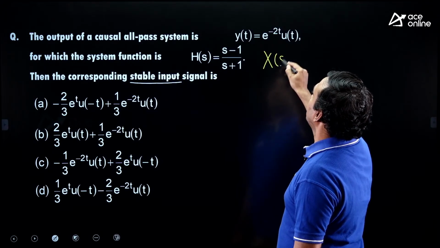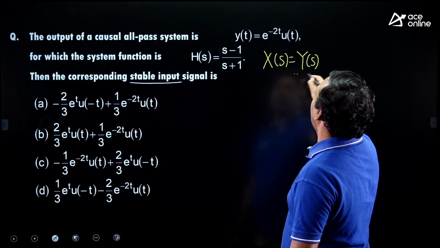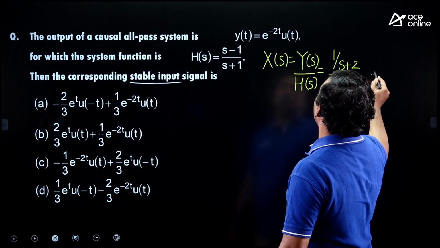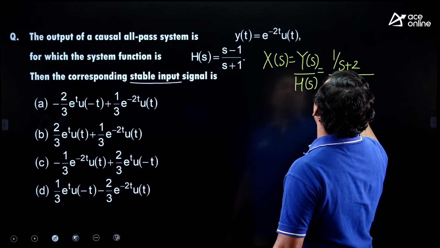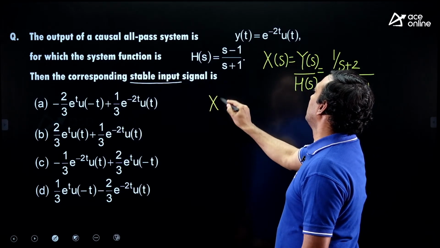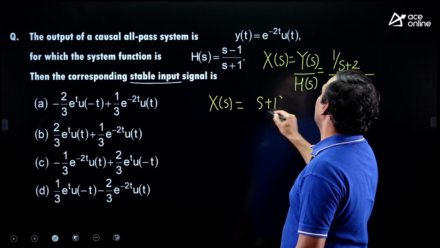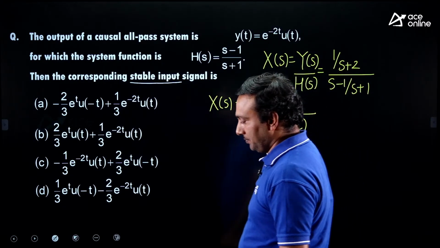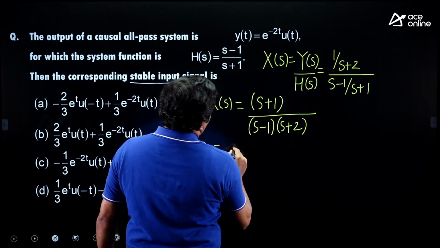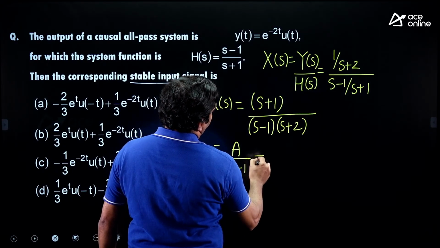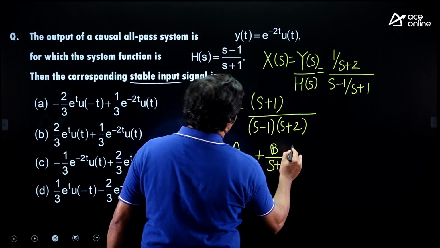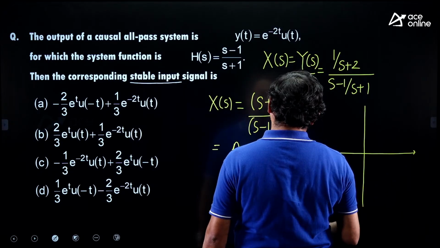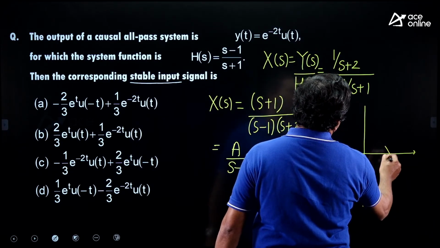So here our job is, first, we should solve for the input Laplace, Y(s) by H(s). So 1 by s plus 2, times s minus 1 by s plus 1, so the input Laplace becomes s plus 1 by s minus 1 into s plus 2. I am not doing the partial fraction now. Where are the poles for X(s)? We have poles at minus 2 and 1.